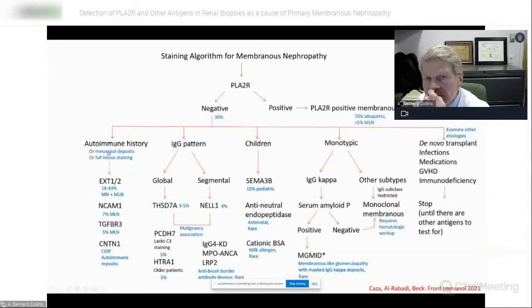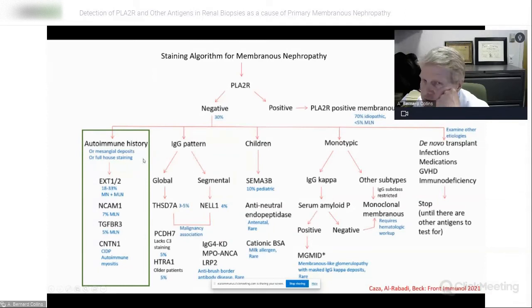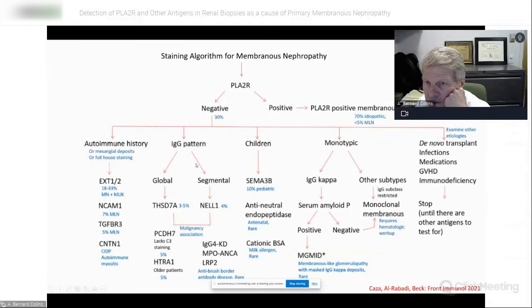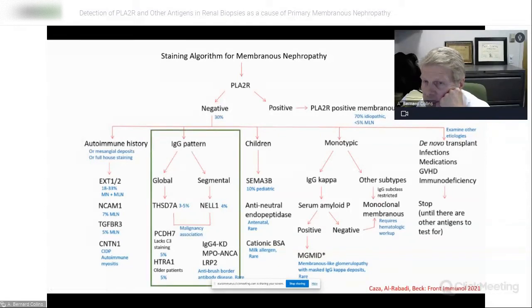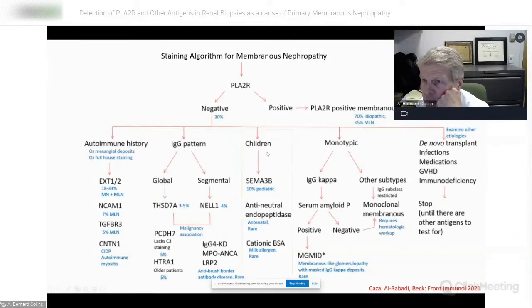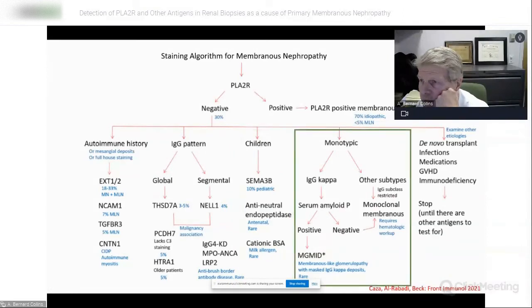Now, the patient really doesn't have any history that we know of autoimmune disease, but one of the things we do have is we have possibly a segmental pattern as opposed to a global pattern. So this led me down the path of the first new antigen for membranous to exclude, which would be Nell-1. It's not a child, it's not monotypic, and it's not the transplant setting.